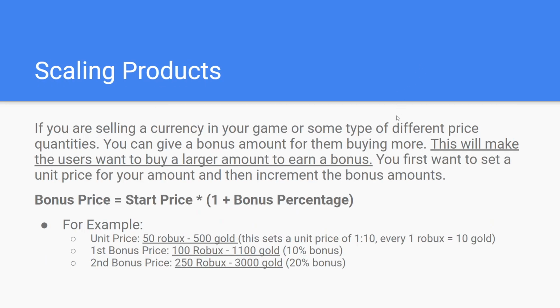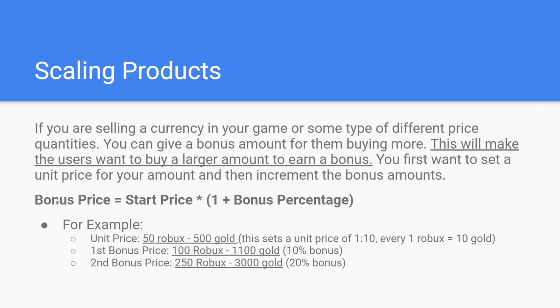Scaling products. If you're selling a currency in your game or some type of different price quantities, you can give a bonus amount for them buying more. This will make the users want to buy a larger amount to earn a bonus. You first want to set a unit price for your amount and then increment the bonus amount.